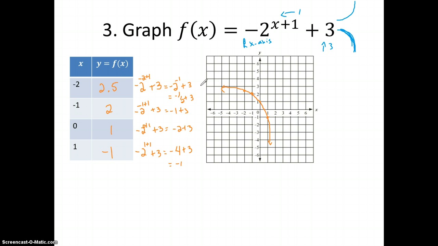So here, the horizontal asymptote now is at 3, and we got a plus 3 there. So we can see that outside, this is going to change that horizontal asymptote from 0 up to 3.